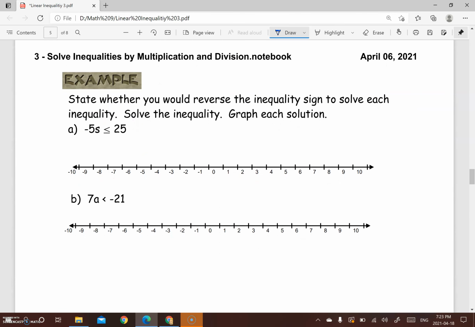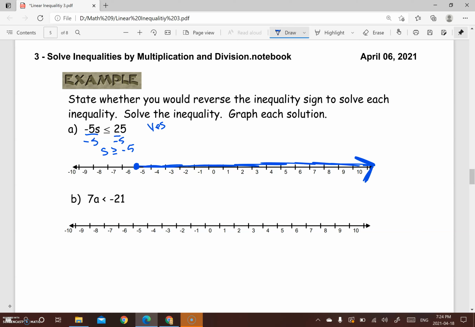So here are more examples. State whether you would reverse the inequality sign to solve each inequality, then solve the inequality and graph. So A, would you have to flip or reverse that sign in order to get s by itself? Yes, because I'm dividing by negative 5. To graph, I'm going to find negative 5, and I'm going to color in the dot. s is greater, so I'm going this way.